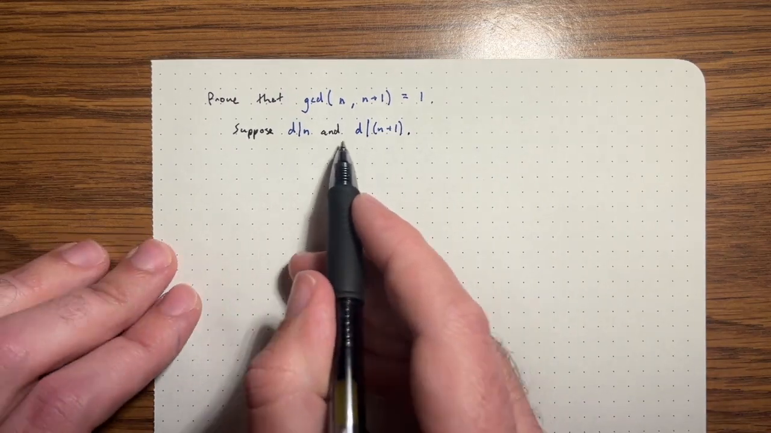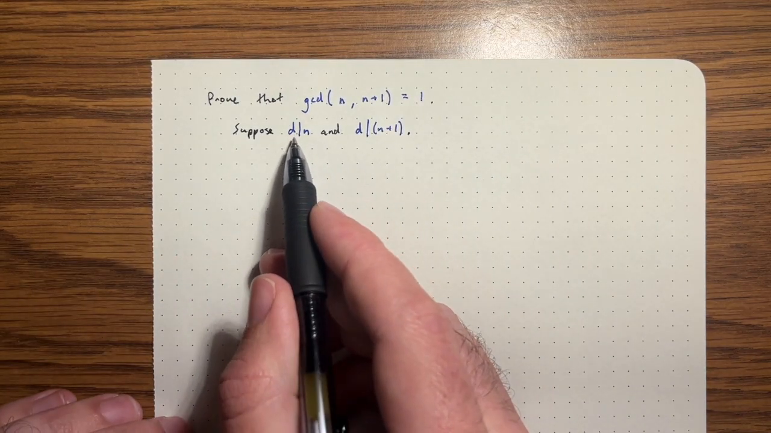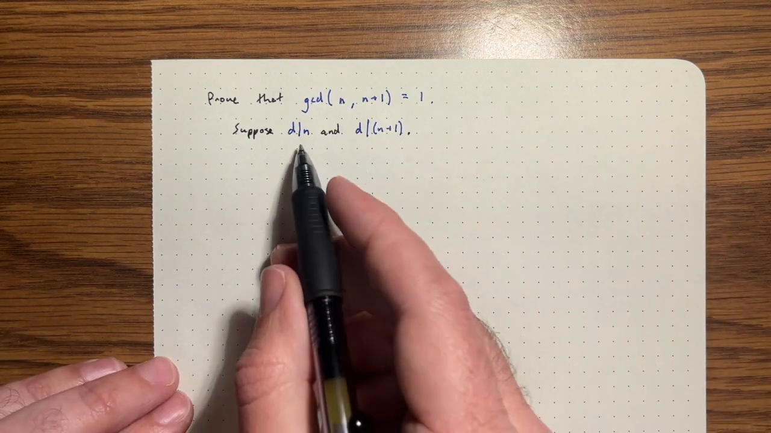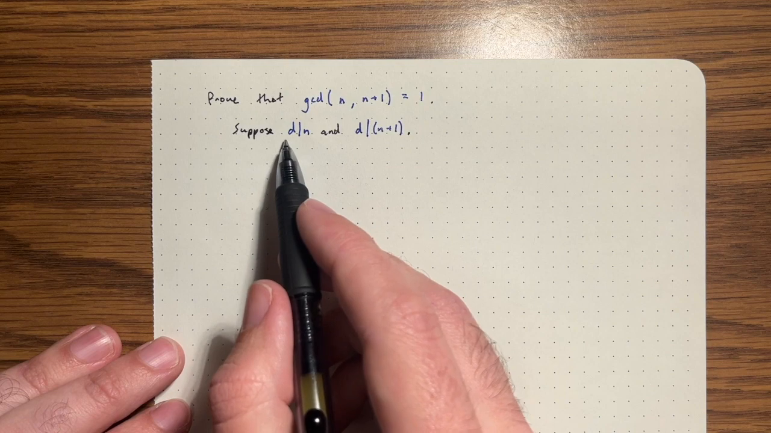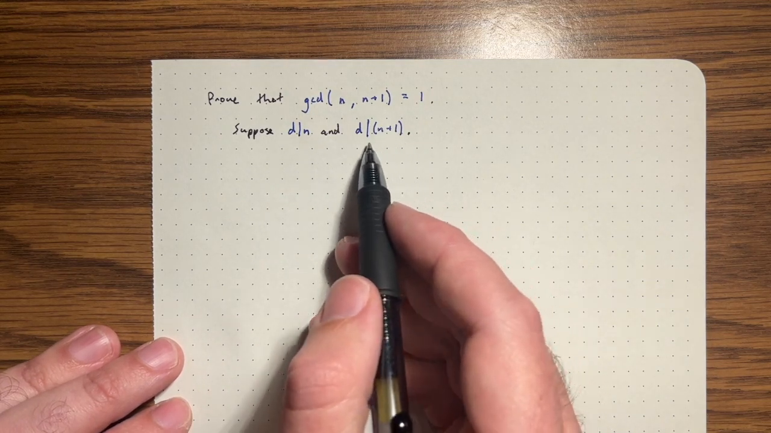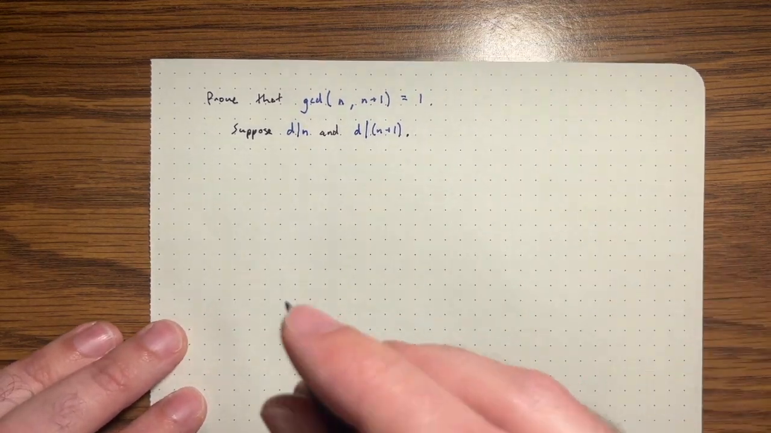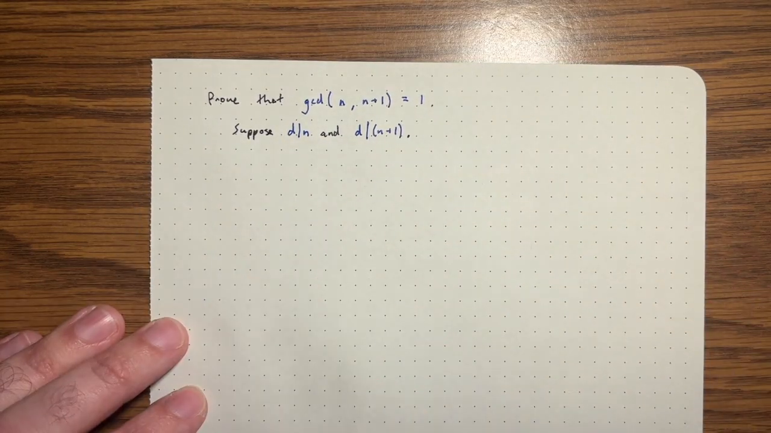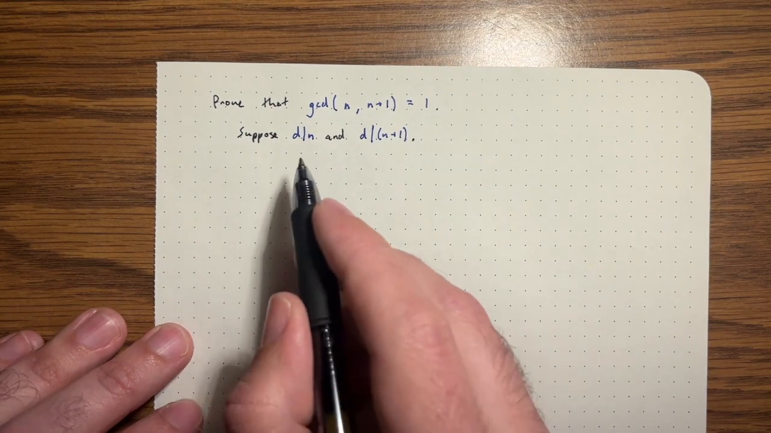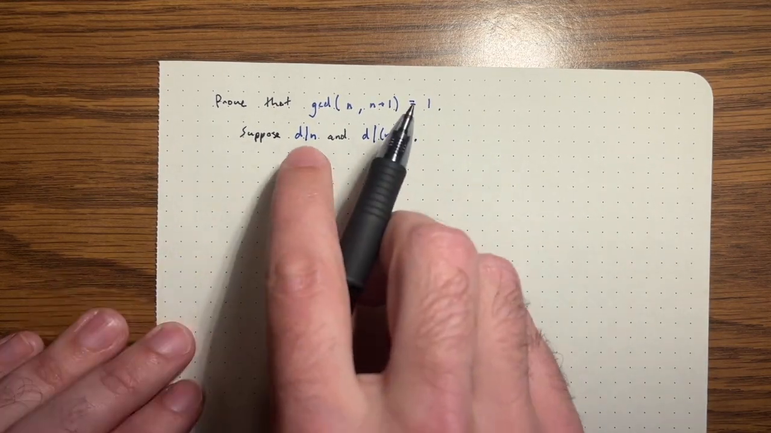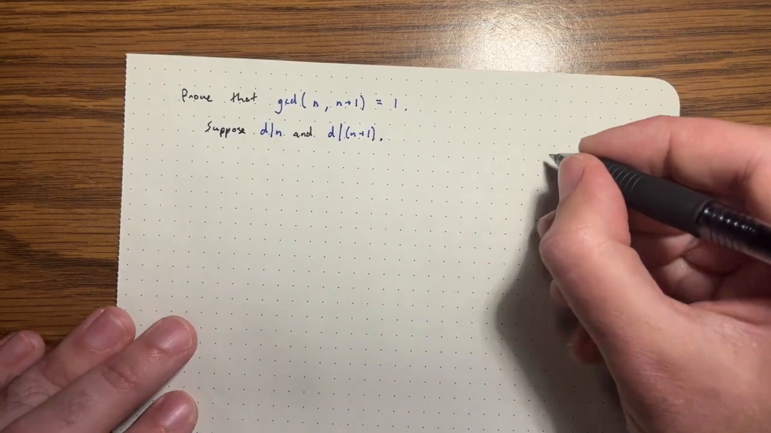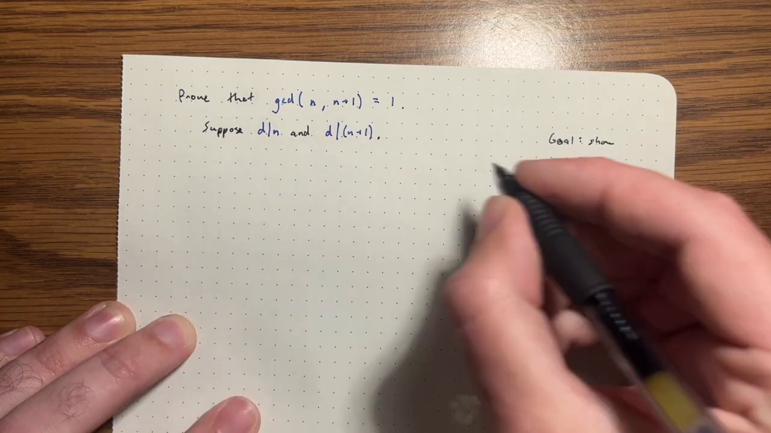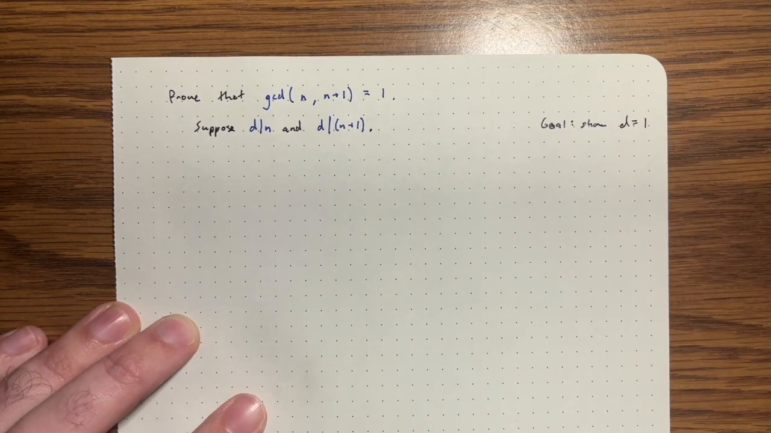One way to do this is to assume that D is larger than 1 and try to get a contradiction. A slightly more elegant way is to just assume that D divides n and D divides n plus 1, and then ask what we want to show at the end. We want to show that D is the number 1. So it's not really a contradiction, it's just showing that these two things imply D has to be the number 1. Our goal is to show this arbitrary D is the number 1.